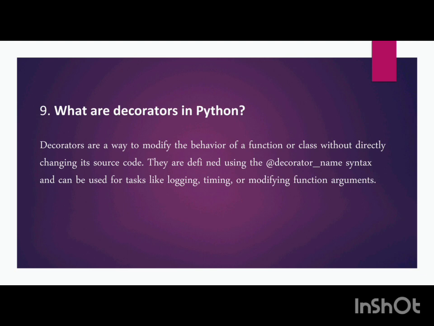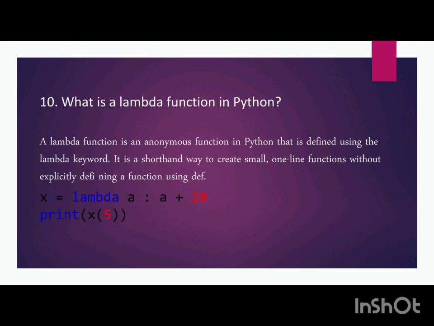They are defined using the @decorator_name syntax and can be used for tasks like logging, timing, or modifying function arguments. And the last question is, what is a lambda function in Python? A lambda function is an anonymous function in Python that is defined using the lambda keyword. It is a shortened way to create small one-line functions without explicitly defining a function using the def keyword. Following is the example with the lambda.